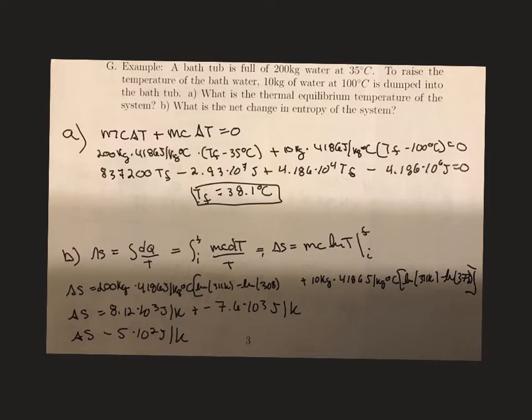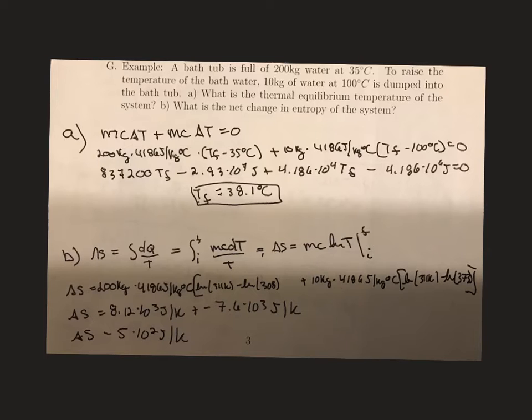Alright, so in this example, we have a bathtub filled with 200 kilograms of water at 35 degrees Celsius. And to raise the temperature of the bath water, about 10 kilograms of water at 100 degrees C is dumped into the bathtub. We want to know what the thermal equilibrium temperature is, and then what the net change in entropy of the system is.